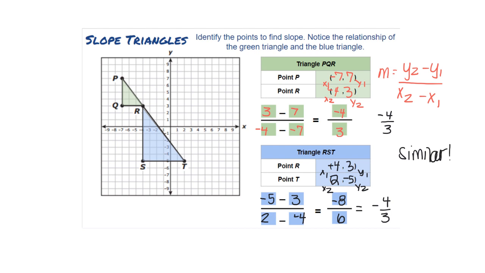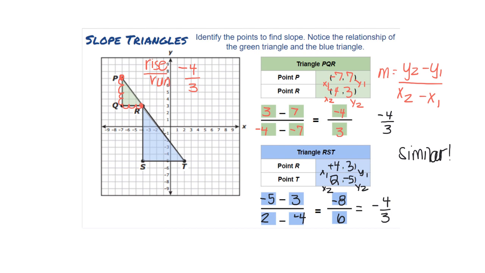One other way that you could find slope is just by looking at the graph and going from point P to point R. Remember, slope is rise over run. So all I would do here is count the number of rises, 1, 2, 3, 4, and the number of runs, 1, 2, 3. The green triangle is down 4, so that's -4, and run 3.